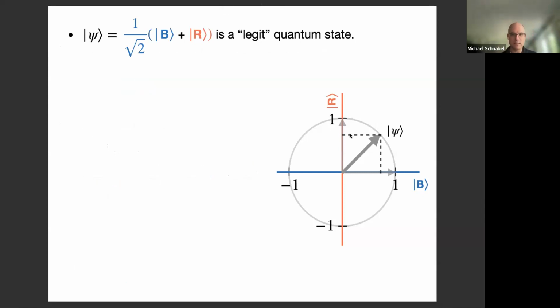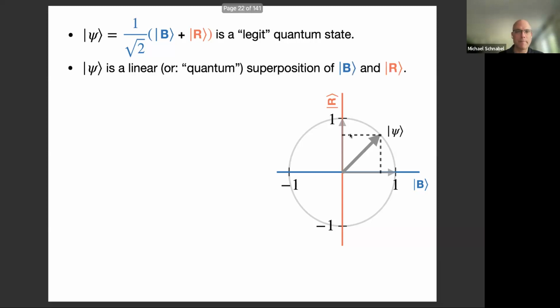So now let's look at the property of this state. We can do a measurement, a quantum measurement, and ask for the probability. What's the likelihood that we measure blue? What's the likelihood of measuring red? And okay, mathematically speaking, this object here is a linear superposition of the blue and red state, and in the quantum framework, we often talk about quantum superposition. It's just a linear superposition of vectors. Nothing spooky about it.